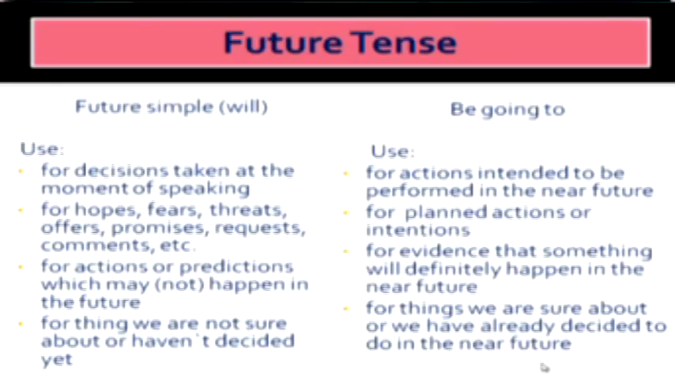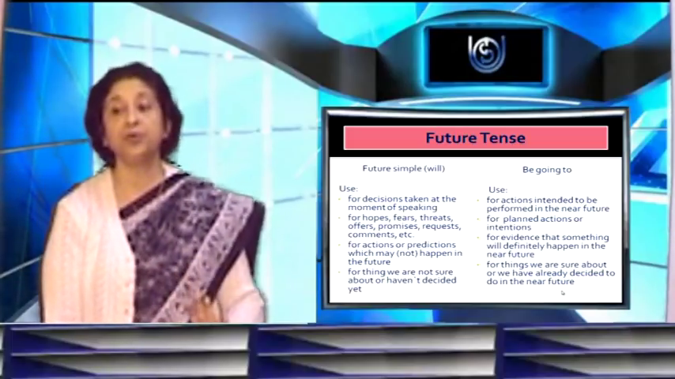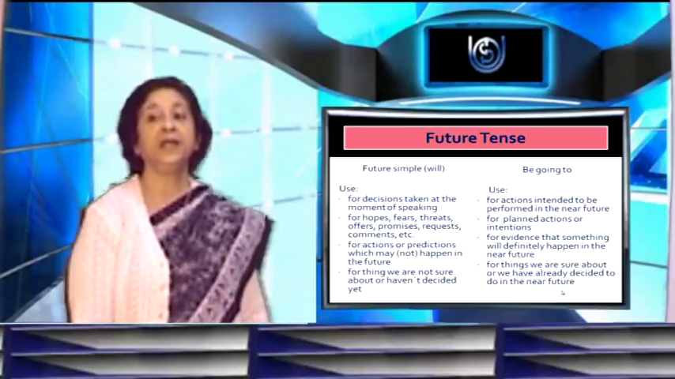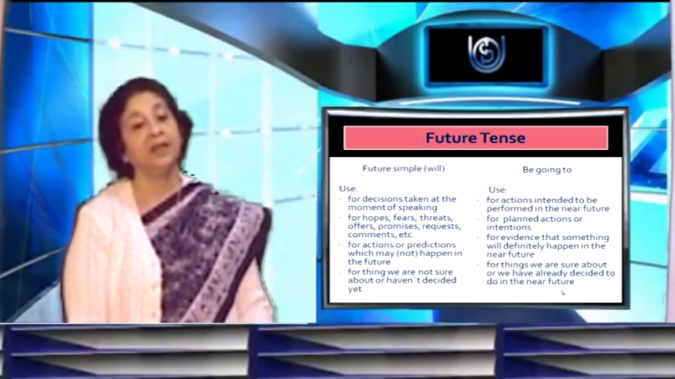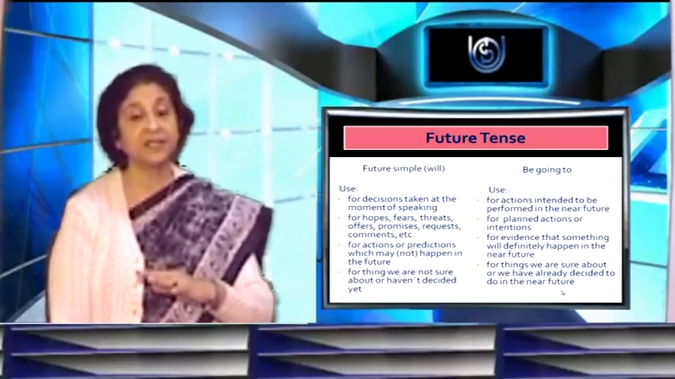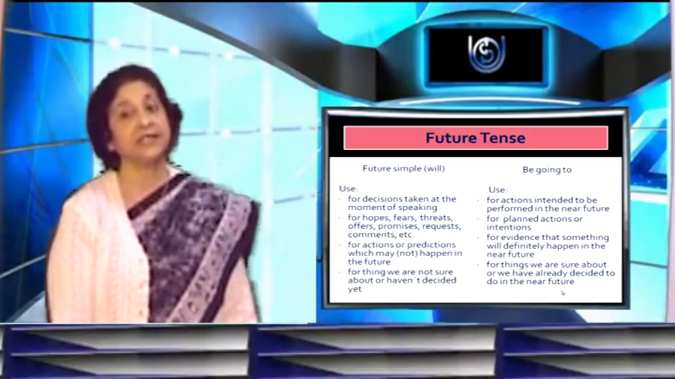Now future tense. Future tense means what is going to happen in the future. That is simple future tense. And going to is also used as future tense. The concept of going to is very important to understand. It is used for actions intended to be performed in the near future. It is going to rain. We will be going to. So that indicates that the action will be done in the near future. So that will be future tense.